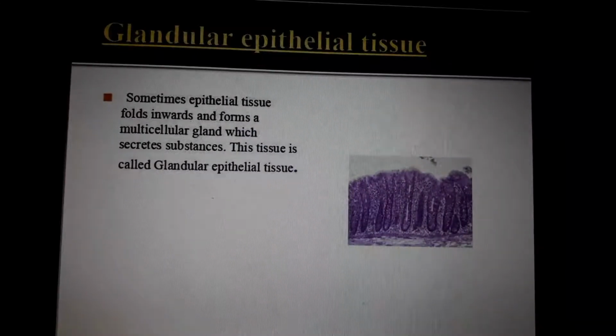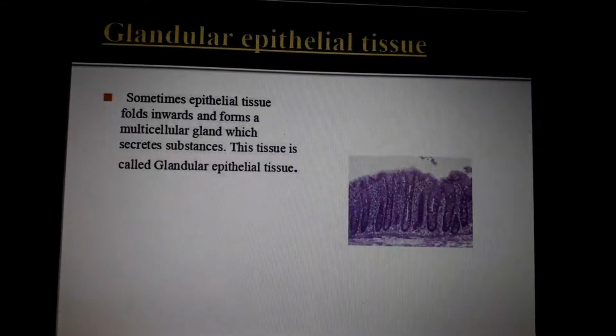Pancreas also secretes pancreatic juice. Salivary glands secrete saliva. Gastric glands are there inside our stomach which secrete acid, pepsin, and what? Mucus. This we study in 10th standard, not now. So, where there is secretion, that secretion is done by which tissue? Glandular epithelial tissue.